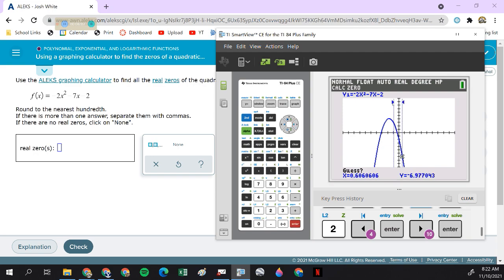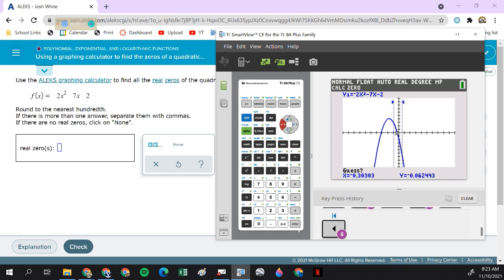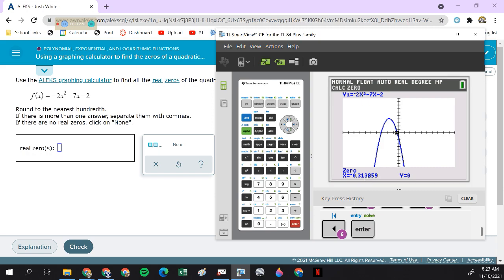And I need to make sure, is my answer sandwiched between those two arrows? Yes. And then it says guess, get as close as you can, and hit enter. And I need to round this to the nearest hundredth, so it'd be negative 0.31.